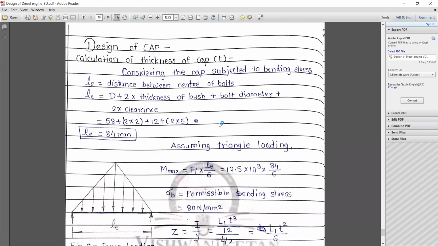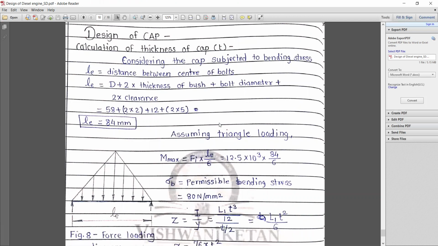Now the next one is the design of the cap. For calculating the cap thickness, we need to consider the cap subjected to bending stress. Le is the distance between the centers of the bolts, and Le is equal to D plus twice the thickness of the bush plus the bolt diameter plus twice the clearance. The thickness of the bush is considered as 2 mm, the bolt diameter is 12 mm, and the clearance we are considering is 5 mm. So the distance between the centers of the two bolts is 84 mm.